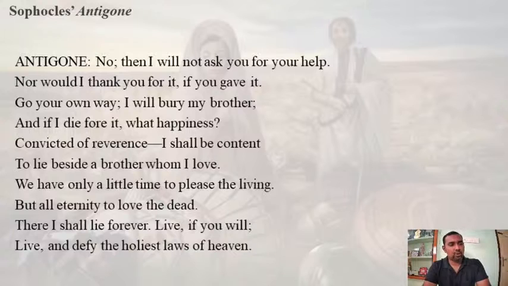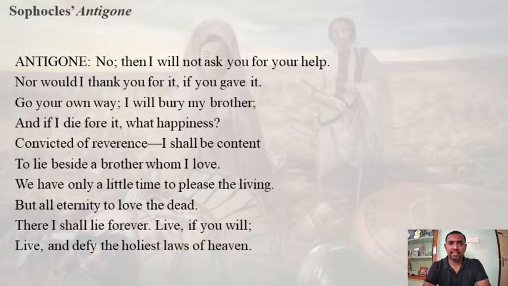Antigone: No, then I will not ask you for your help, nor would I thank you for it if you gave it. Go your own way. I will bury my brother. And if I die for it, what happiness! Convicted of reverence, I shall be content to lie beside a brother whom I love.